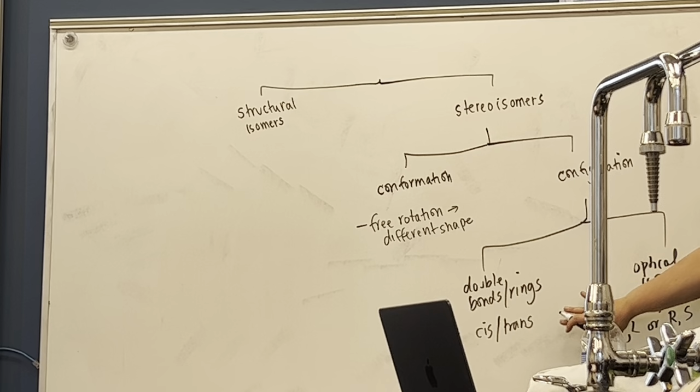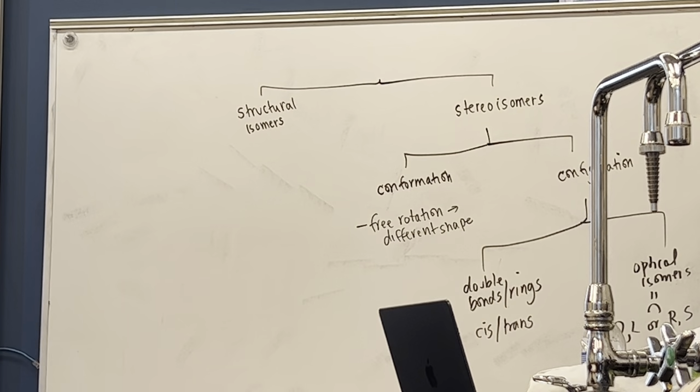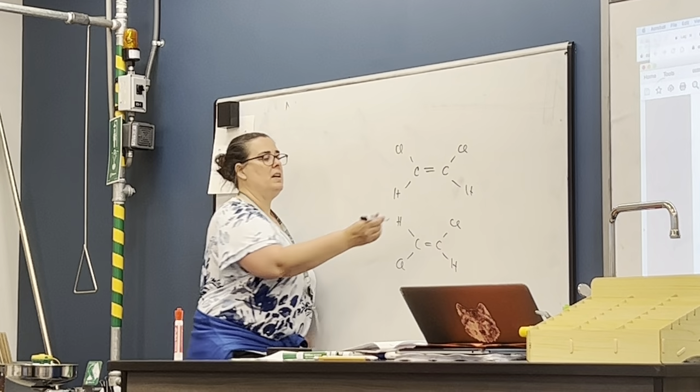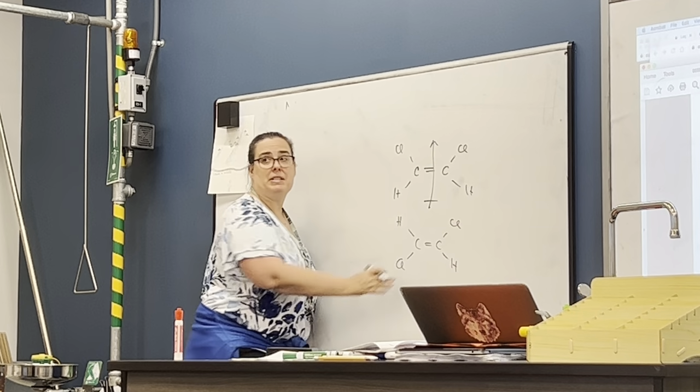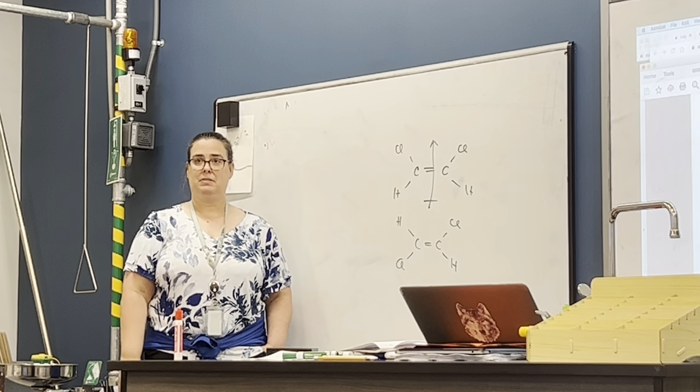So double bonds and rings. We said that because there wasn't free rotation around one of the bonds, there was a fundamental difference between cis and trans fats, but also between this molecule and its brother. While they might have similar chemical properties, presumably both of them would undergo addition reactions, they would have different physical properties. This one has a dipole and this one does not. So they would have different melting and boiling points, for example.